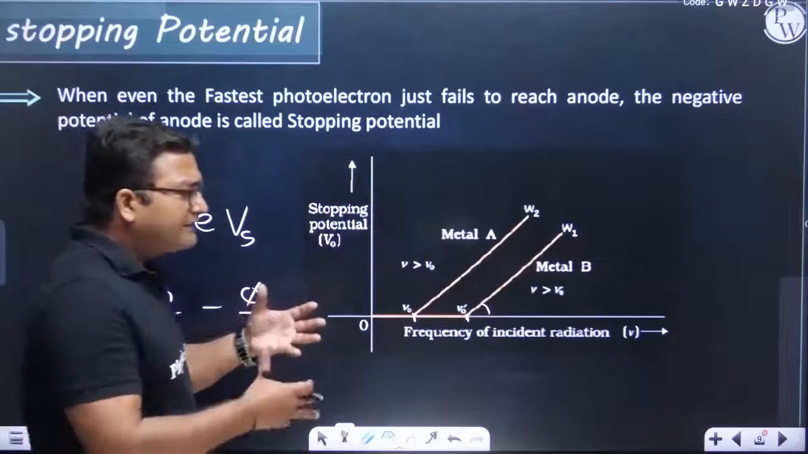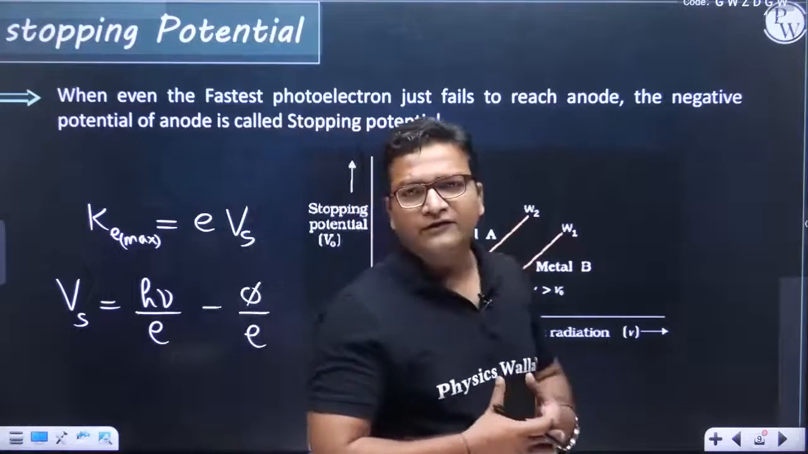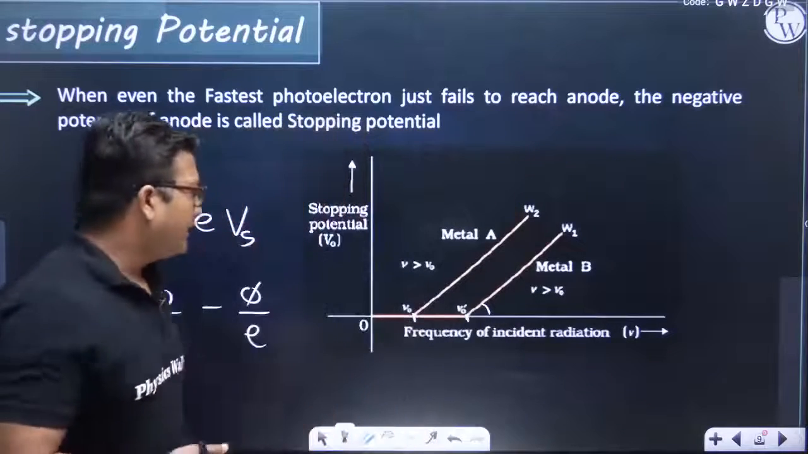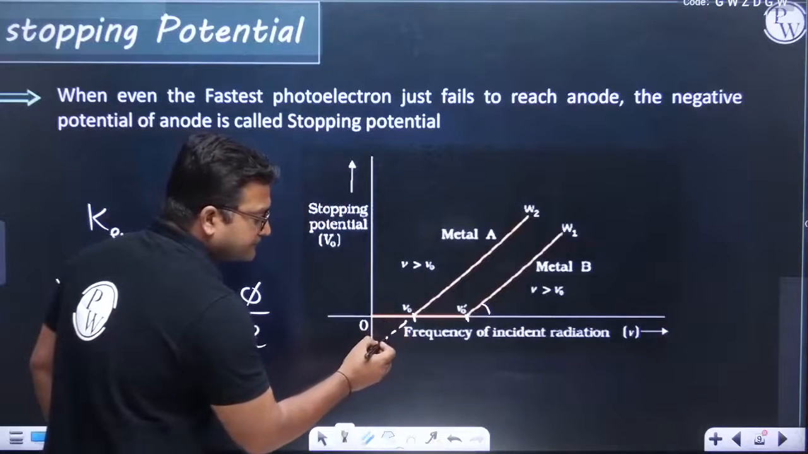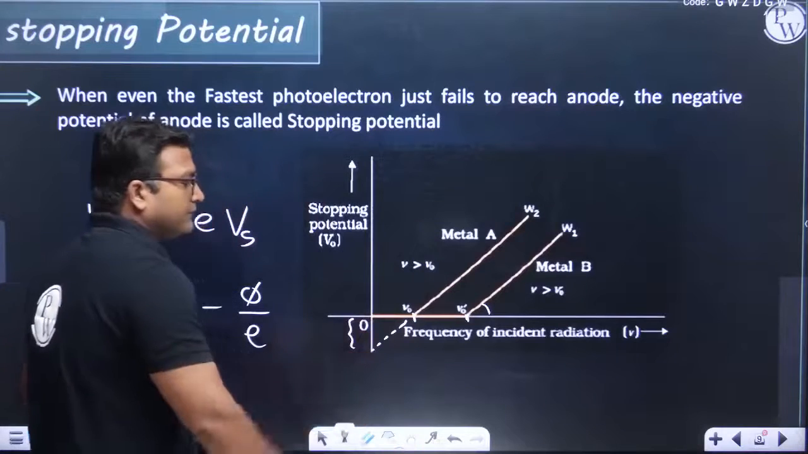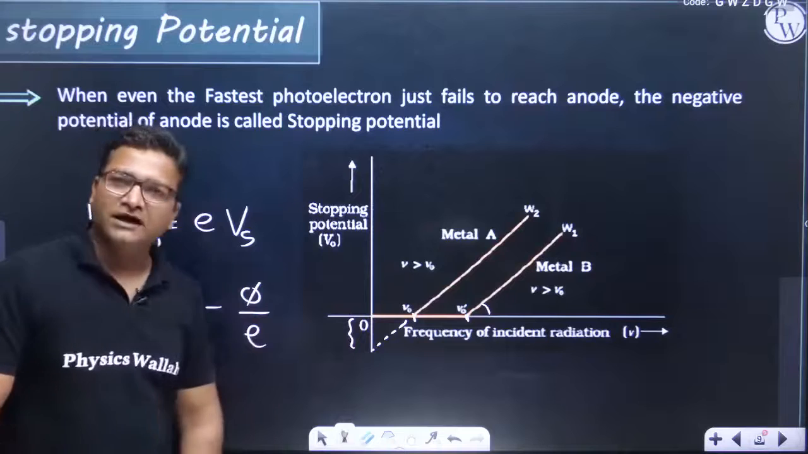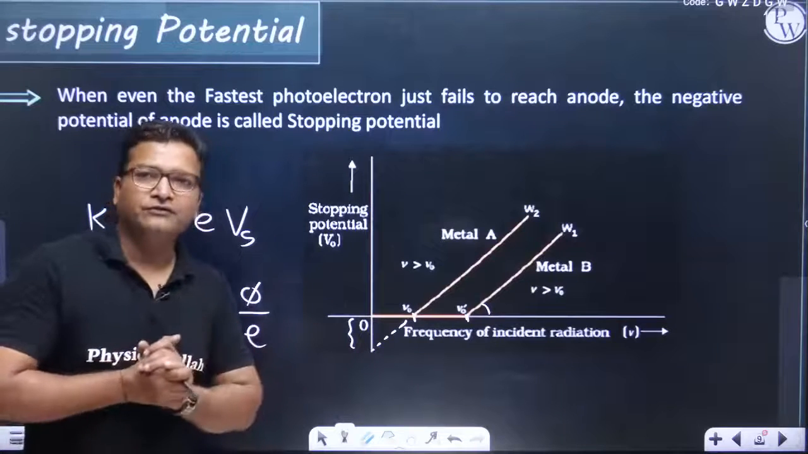So the graph is similar to the graph of kinetic energy versus frequency. The only difference is the slope is h by e, and here we do not get work function, but we get work function divided by charge of electron. So that you have to remember.